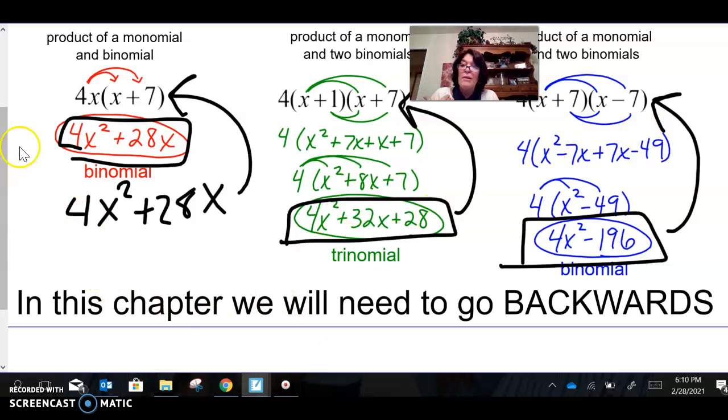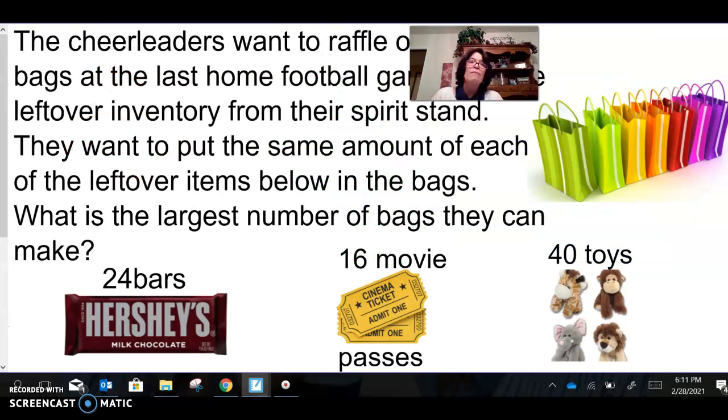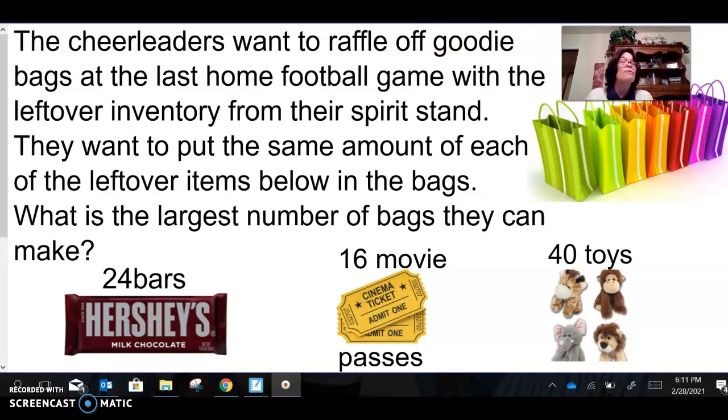And what we're starting with first is something called the greatest common factor. So let's start with just numbers, how to find the greatest common factor of numbers. Okay, you did this in middle school. Okay, but it's something that people struggle with.